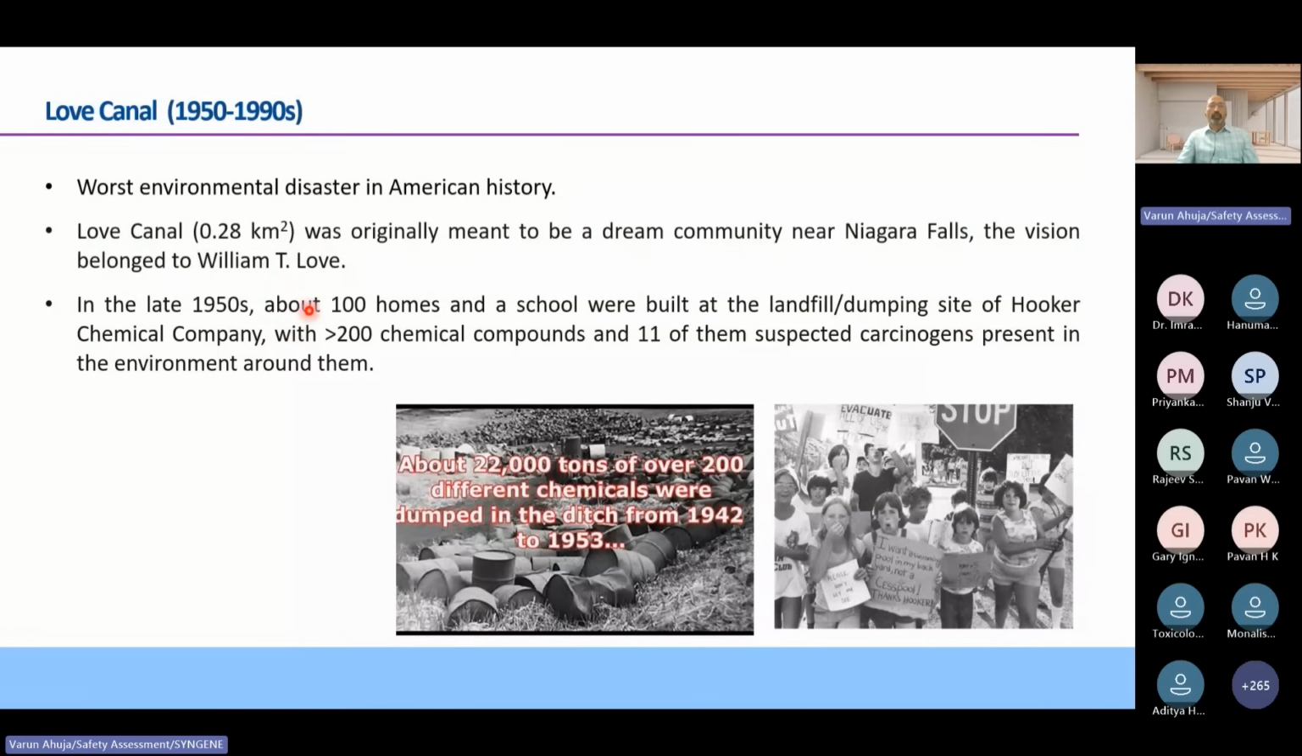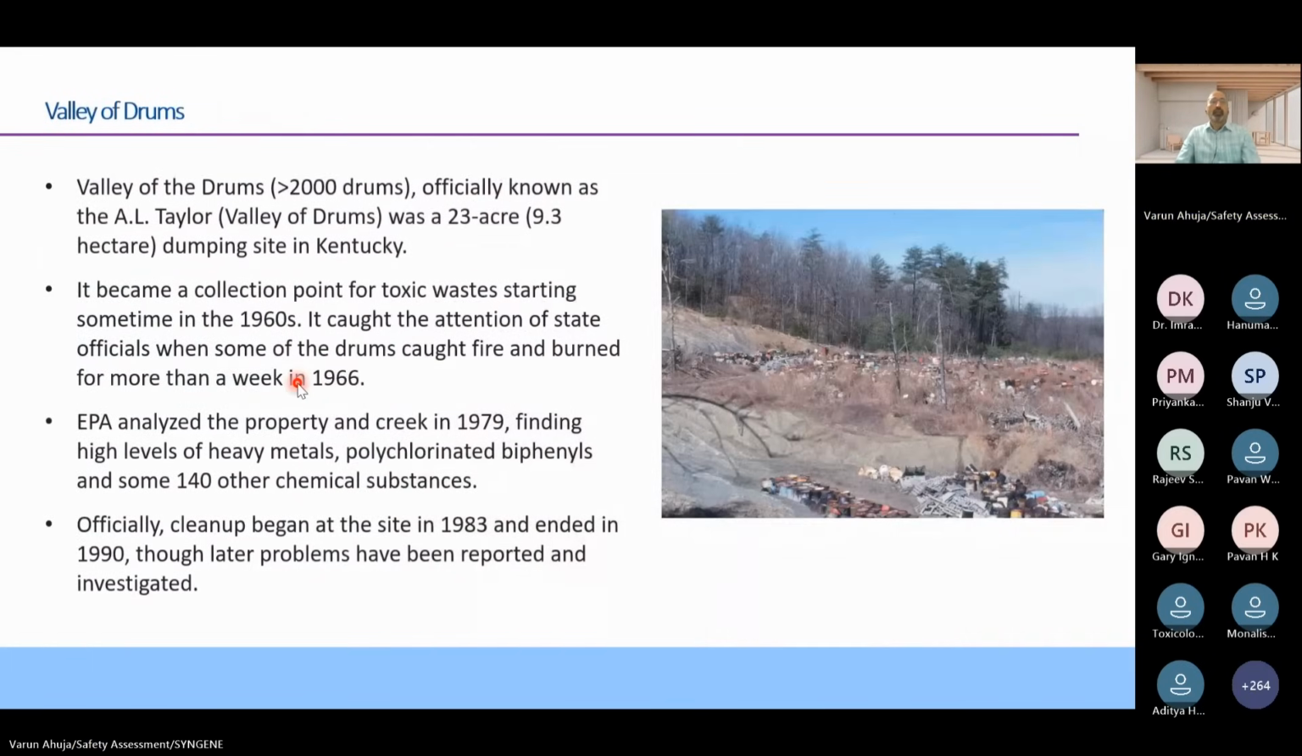About 100 homes and schools were built at the landfill dumping site, with more than 200 chemicals, 11 of them suspected carcinogens, present in the environment around them. Then there was a lot of movement, and the government came there and removed the people from that site, but they were already exposed to all these chemicals. Later on, I will tell you what happened.